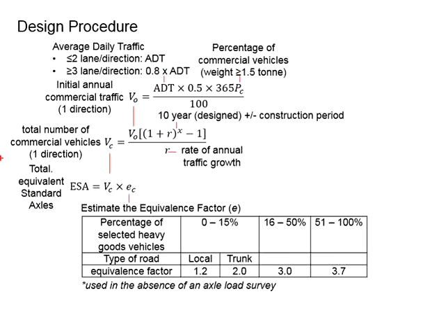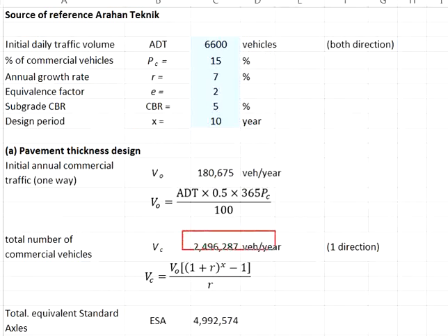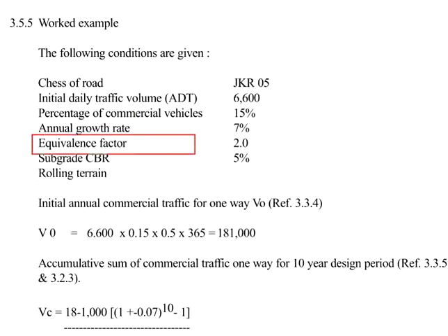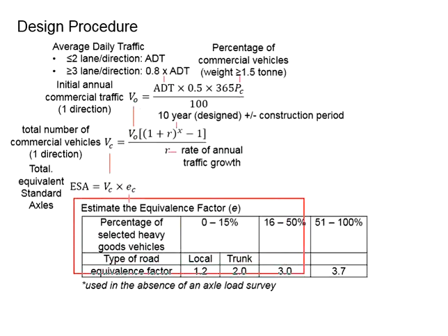Our next step will be calculating the ESA, equivalent standard axles. Use the VC that we calculated just now, which is 2.5 million vehicles per year, multiply with an equivalent factor E. Now, in the absence of an actual load survey, you may refer to this table in order to determine the E. The equivalent factor is given in the worked example. Let's say now we acquire the equivalent factors from the table here.